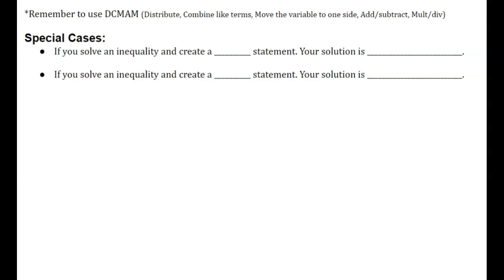We do have our special cases. If you solve an inequality and you create a true statement, then the solution is all real numbers. We use the symbol R for all real numbers. The other special case is when you solve an inequality and you create a false statement. That's when we have no solution.